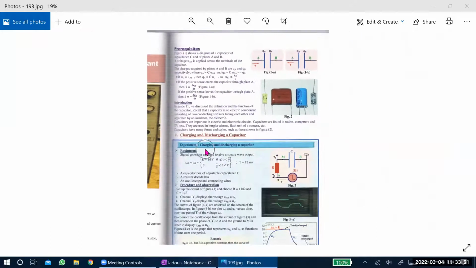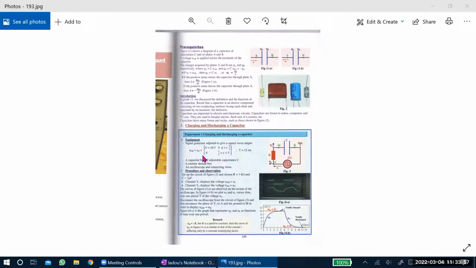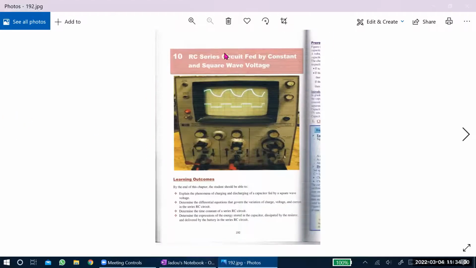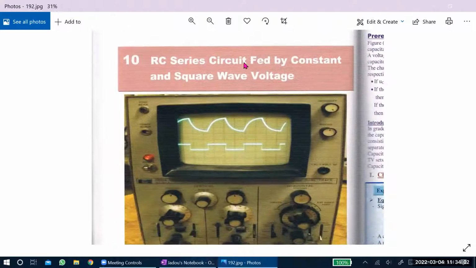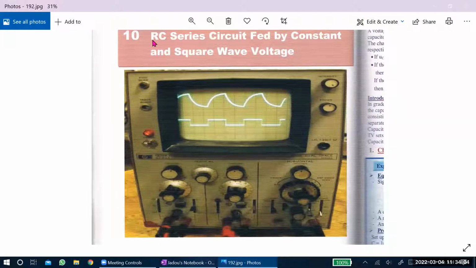The new chapter will be about the RC series circuit. Let me just go back to the previous page and check just the title. So as you can see here from the title, we will talk about a circuit, which is a series circuit containing a resistor and a capacitor.